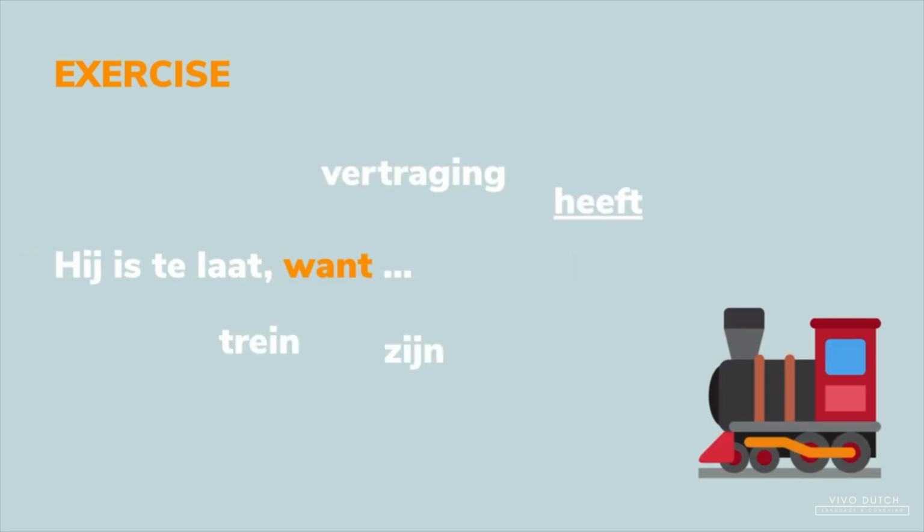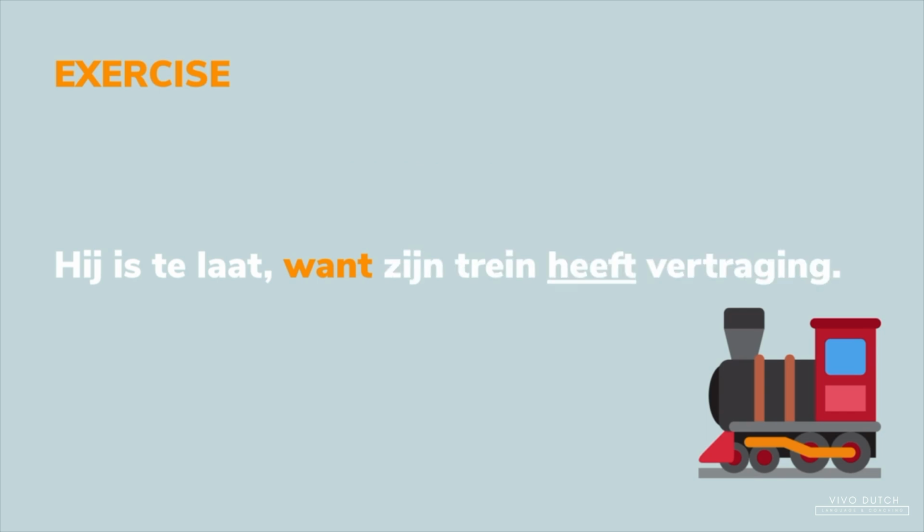Hij is te laat, want... Hij is te laat, want zijn trein heeft vertraging. Want is a main clause conjunction, so regular order. Subject, zijn trein. Verb, heeft. Vertraging is rest. How did it go?